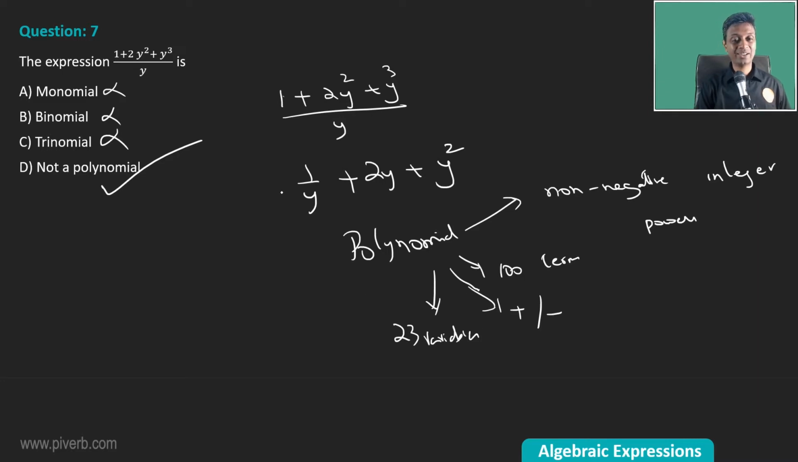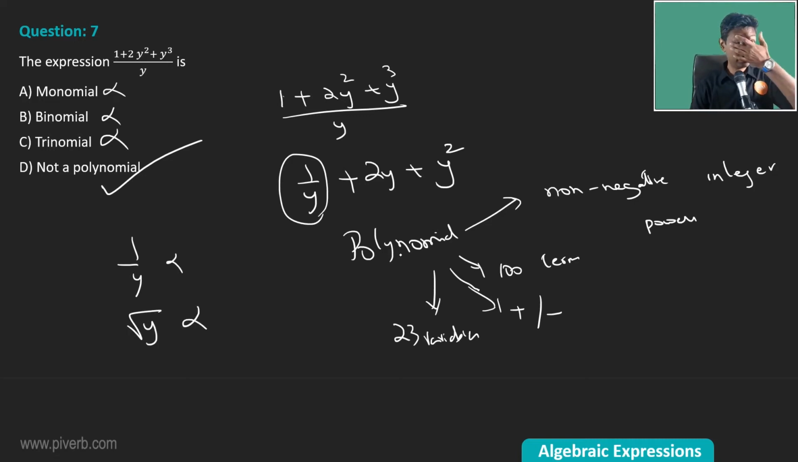Fine. But it cannot have a 1 by y. It cannot have a square root of y. Every variable that is there, and every power in any monomial, each monomial which is a part of a polynomial, the powers of each variable have got to be non-negative integers. So square root, cube root, you're out. 1 by y square, you're out. So this expression is not even a polynomial.